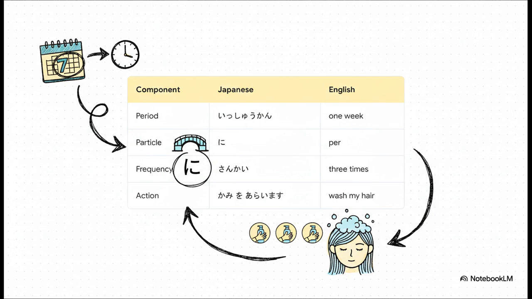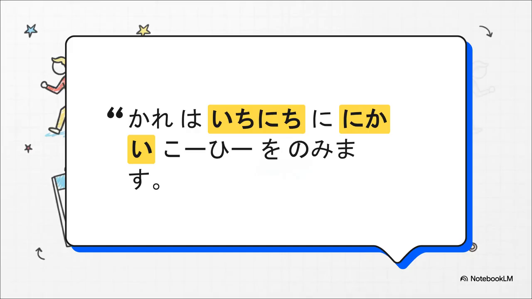We start with the period, isshukan, 1 week. Then comes our little connector particle, ni. It's followed by the frequency, sankai, 3 times, and the whole sentence is finished off with the action itself, kami o araimasu, to wash my hair. See? It follows that rule exactly. Awesome. Let's try another one, just to make sure it sticks.